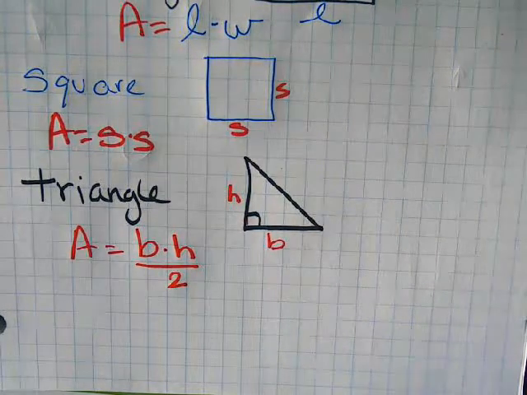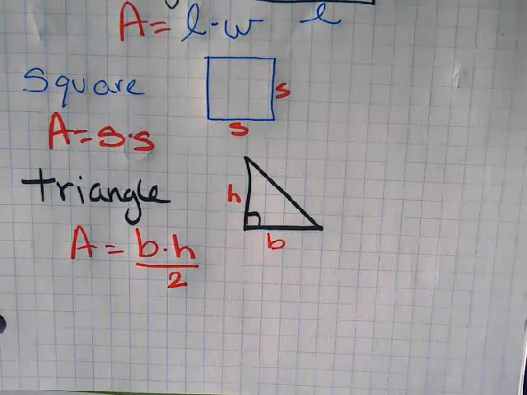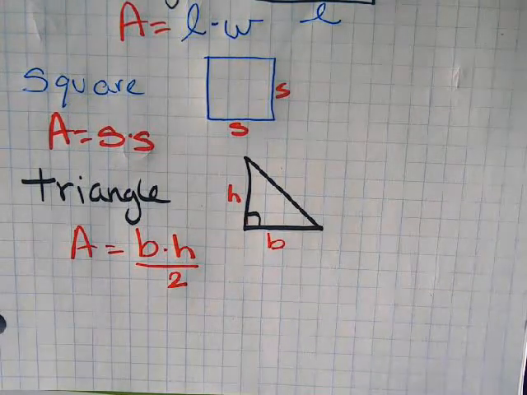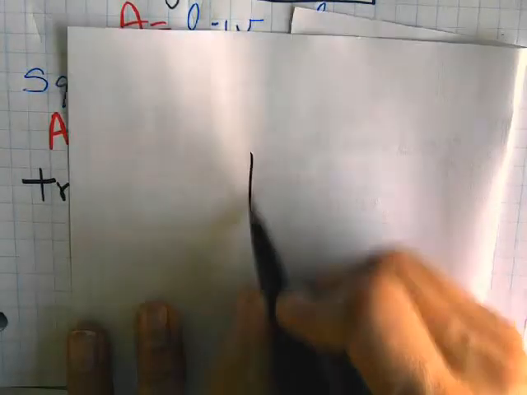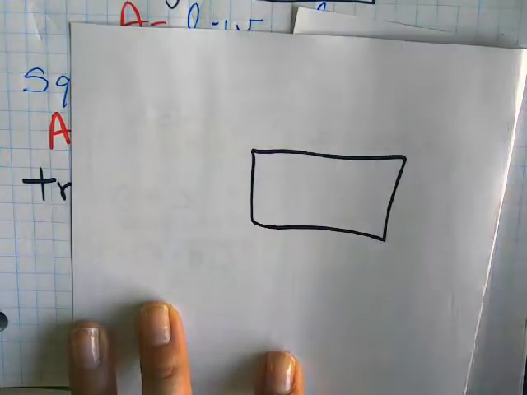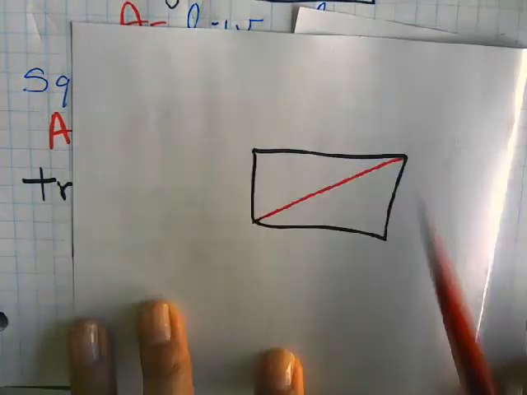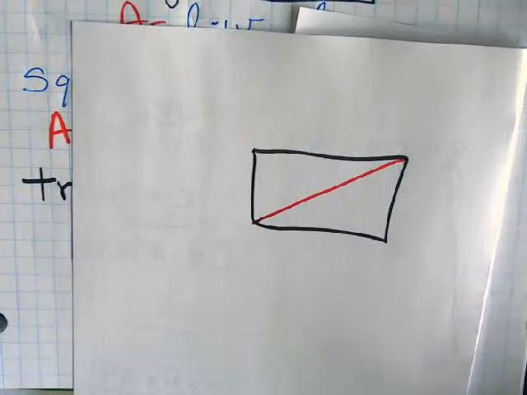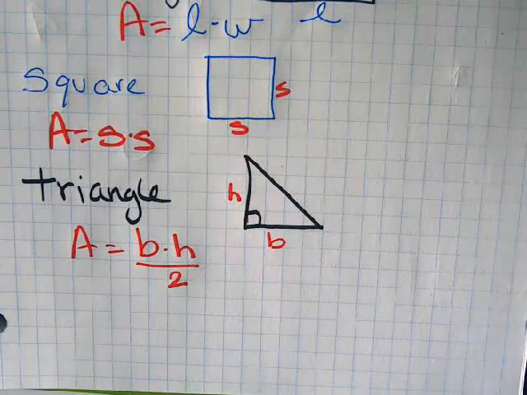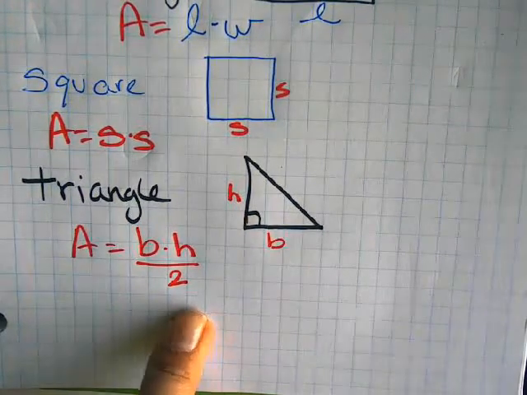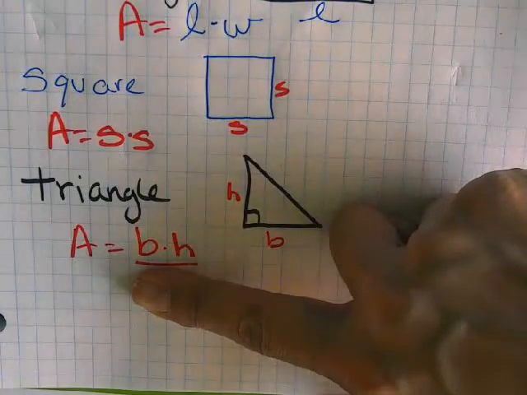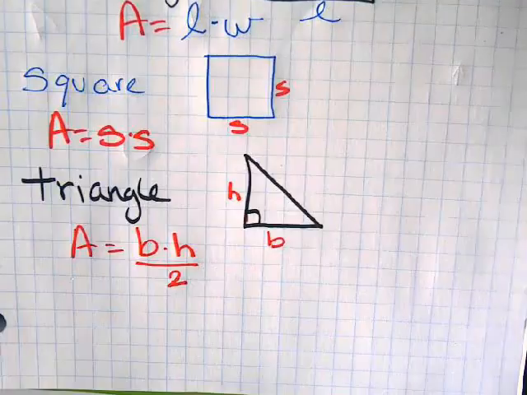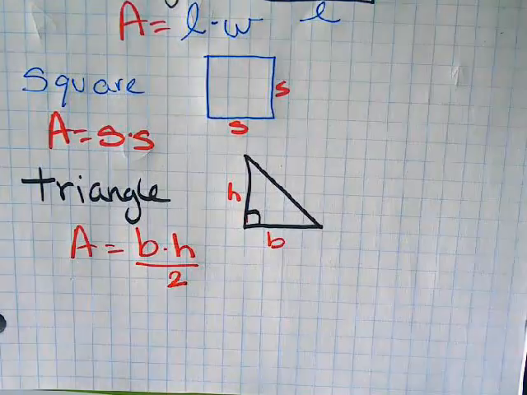Now, why is it divided by 2? Well, think about it. If I have a rectangle and I cut it in half, I have two triangles, right? So this is why the area of a triangle is dividing by 2, because it's like the rectangle, base times height, but it's dividing by 2 because it's half a rectangle. Got it? That's why that is.